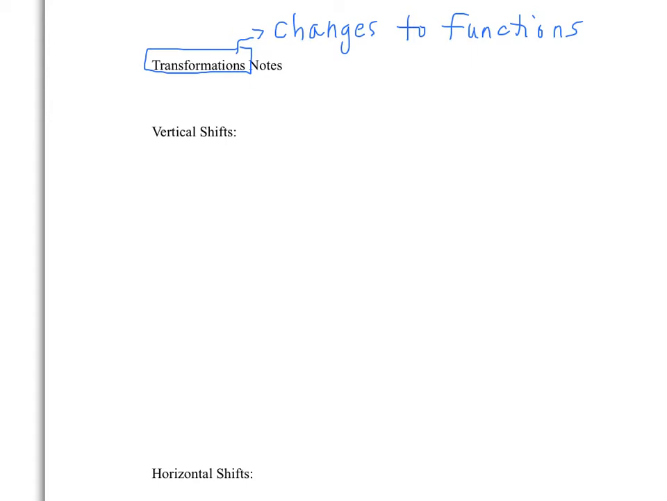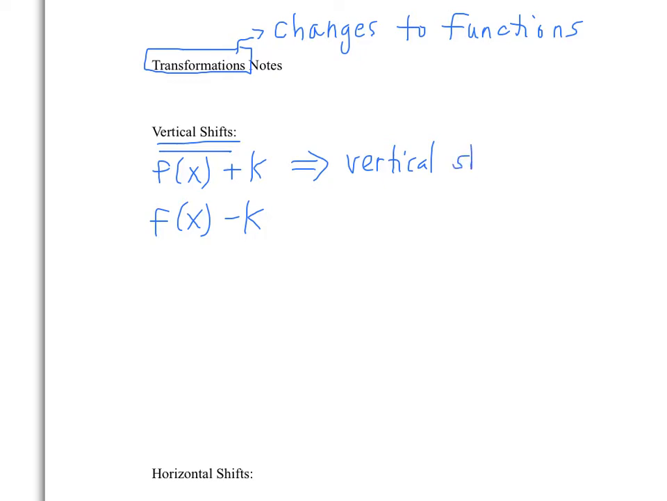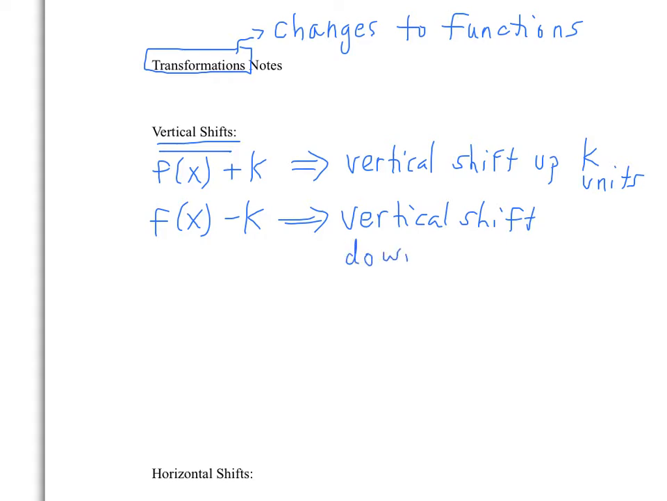Okay, so to start, if we're talking about vertical shifts, this is where we have a function of this form, f of x plus k or f of x minus k. If you have a function and you add a value k onto it, it really means that we have a vertical shift up k units. And likewise, if we're subtracting k from a function, we have a vertical shift down k units.